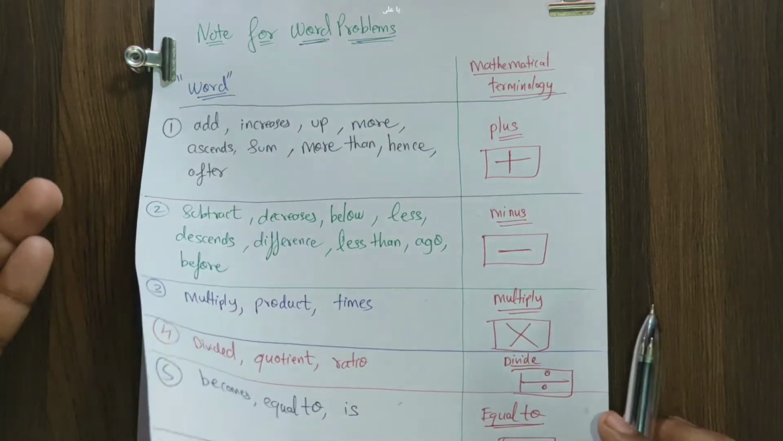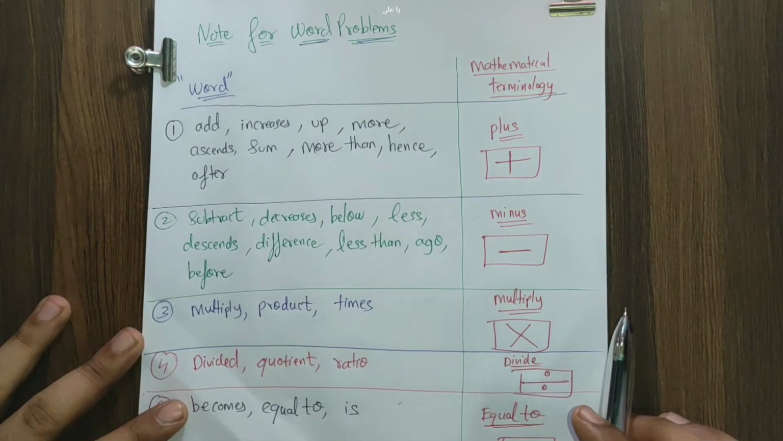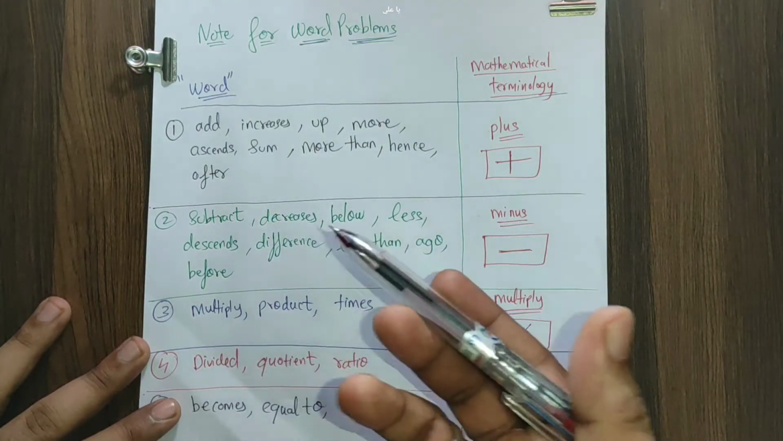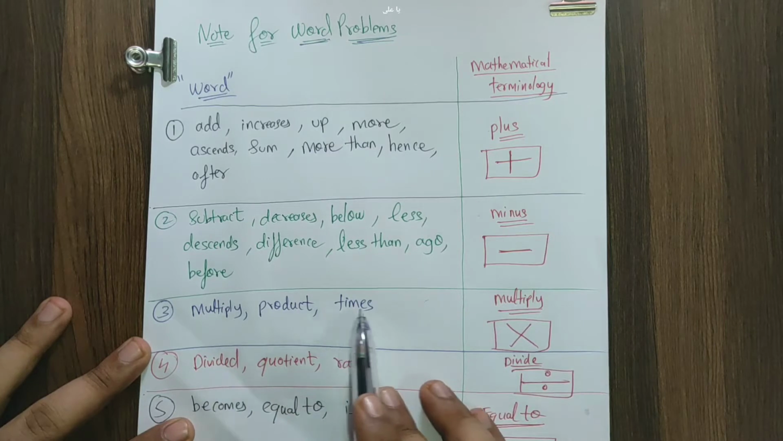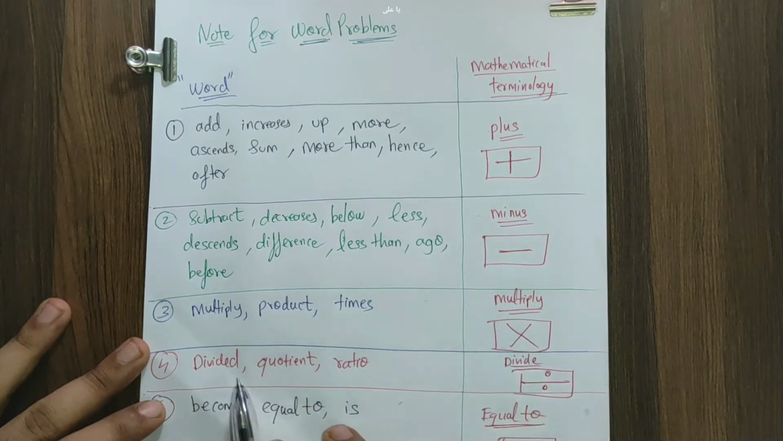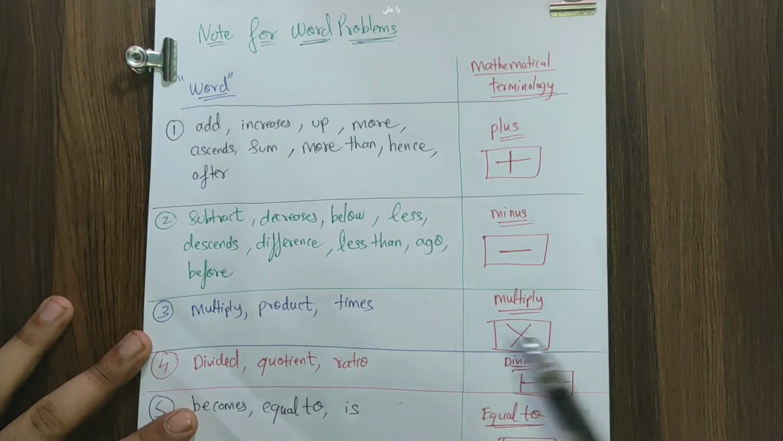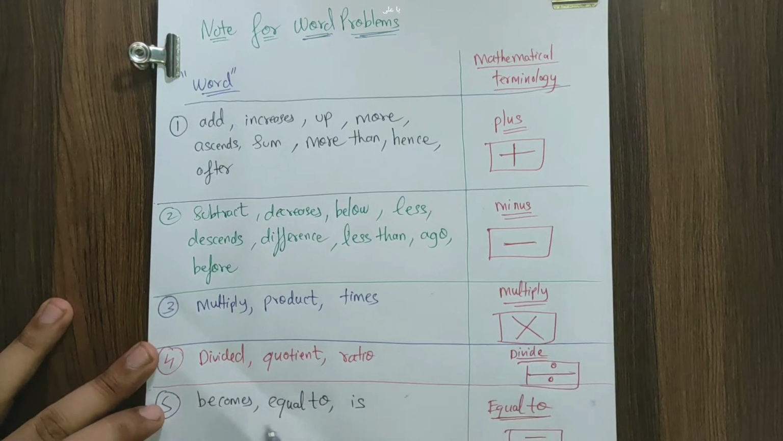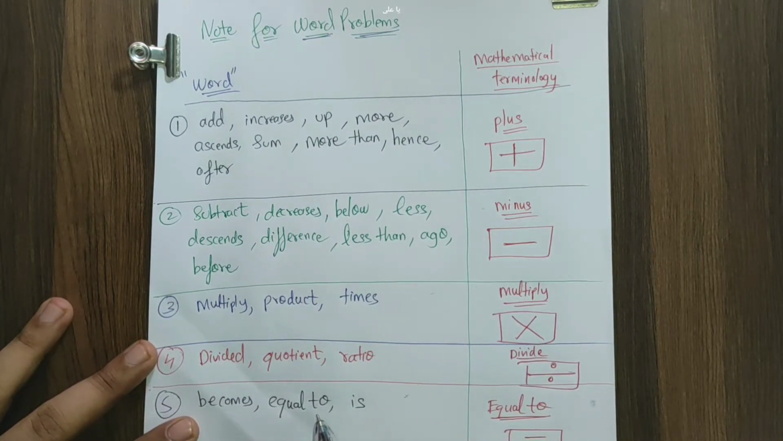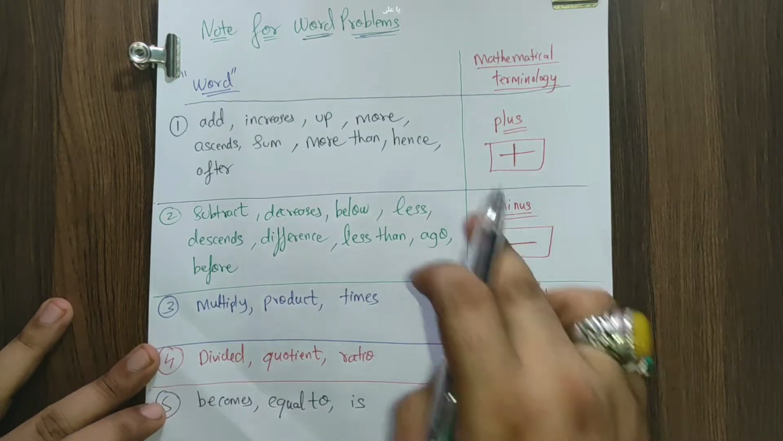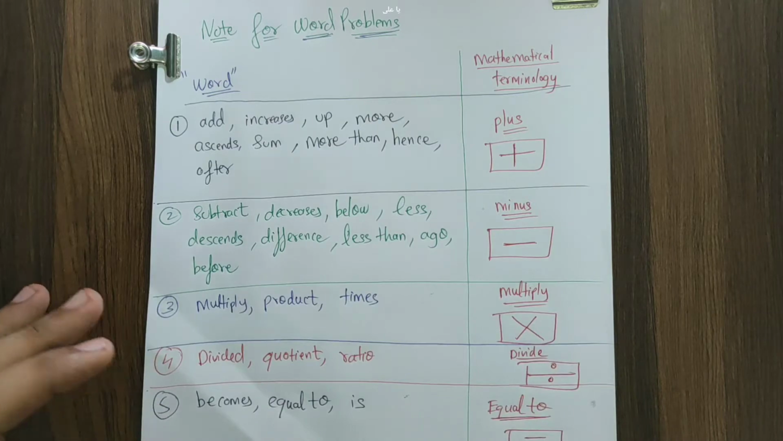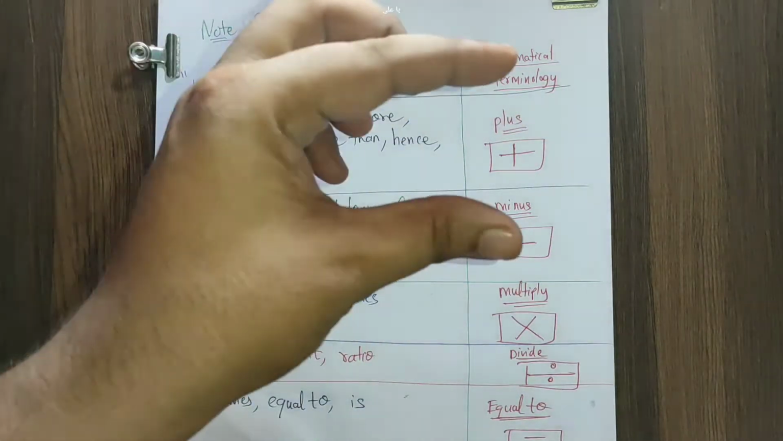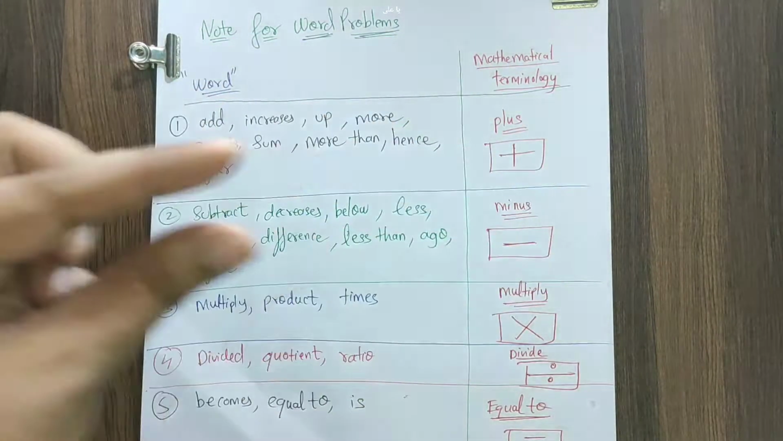Not rote learn. There's nothing to rote learn, nothing to memorize. You should know these are the basic common words we use in our day-to-day life. Multiply, product, times means multiply. Divided, quotient or ratio comes in the word means divide. Becomes comes, or equal to comes, or is comes. This is important. So you just have to write an equal to sign. These are the words and these are the mathematical terminology. If you remember, then you can easily convert a word problem of 2-3 statements into just an equation.